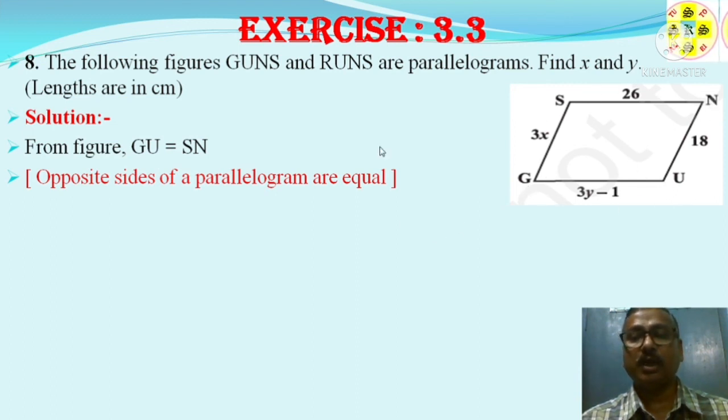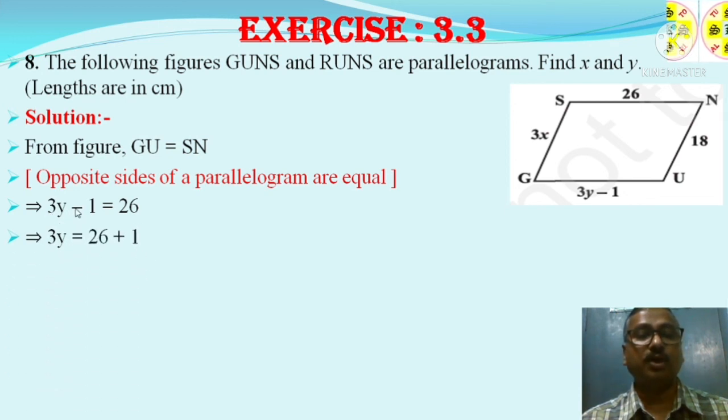Now when you write opposite sides, you can write in any form, but try to write the side where variables are there on the left side, then the solution will be easier, there will be no negative sign. GU equals 3y minus 1 and SN is equal to 26. So ultimately 3y is equal to 26 plus 1. When we shift this minus 1 to the right side, it becomes plus 1. So 3y equals 27, so y equals 9.